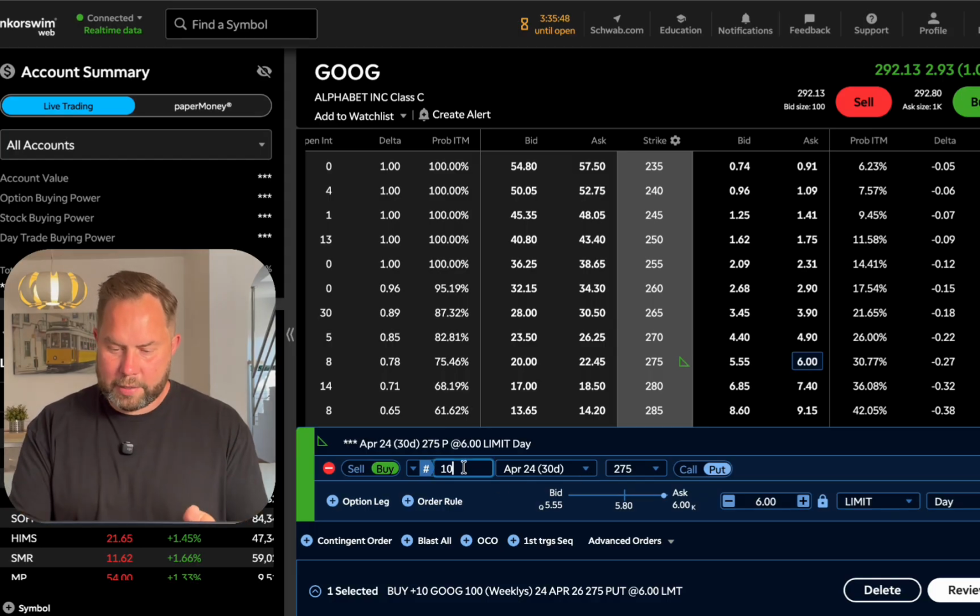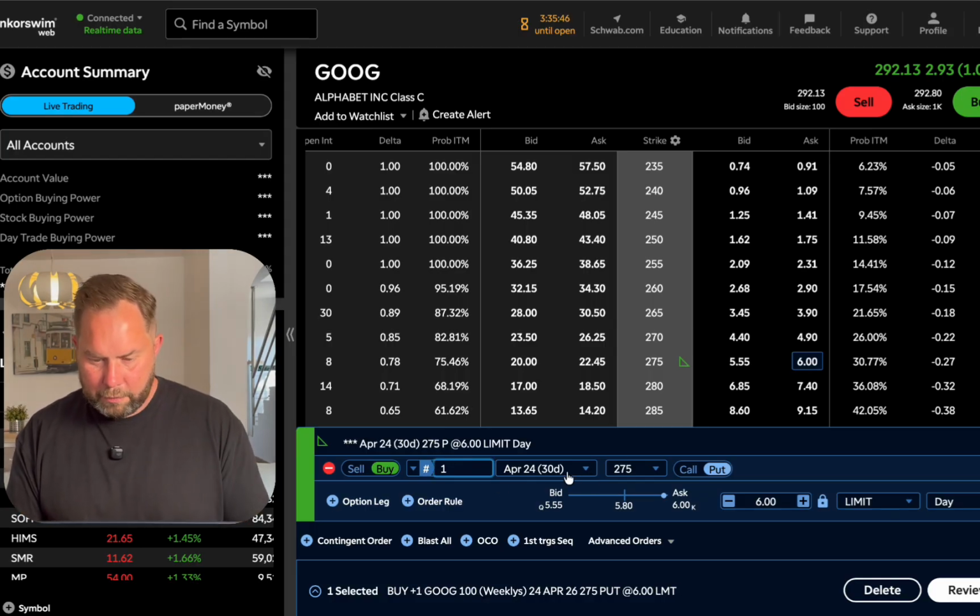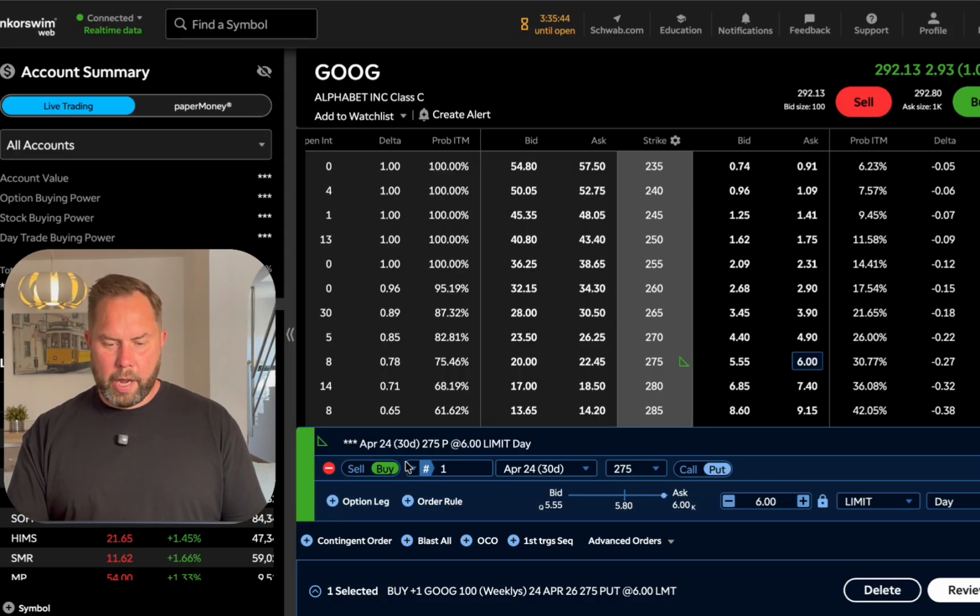Again, it's going to start you with 10 contracts. Always be careful of that. So right now you are buying one contract 30 days out at the 275 strike. And let's try to get the full 600. So that's a $600 limit expiring today.